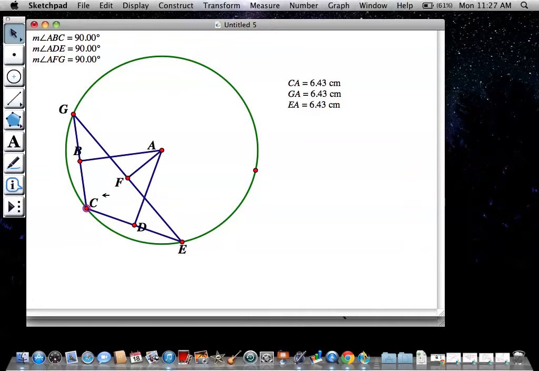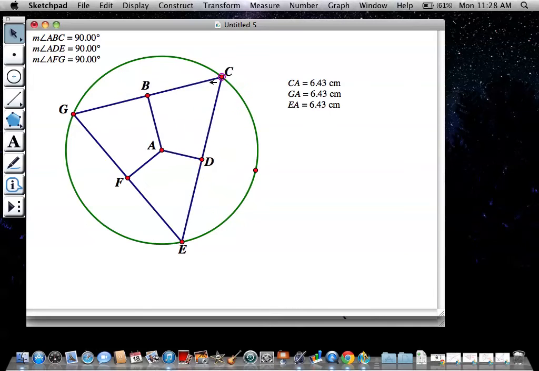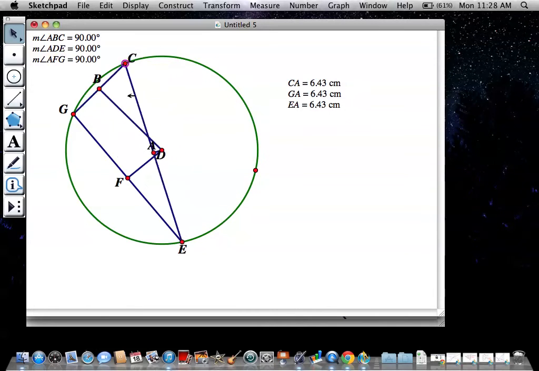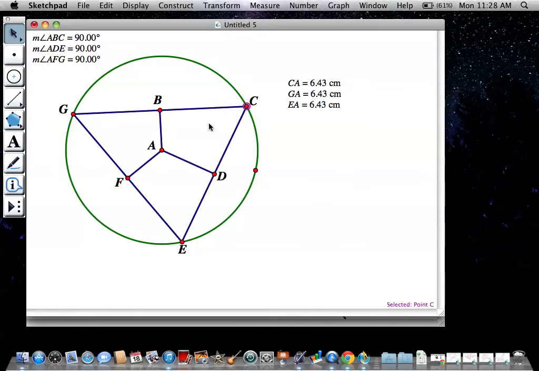Obtuse triangle, circumcenter is outside. Notice the angles here; these are all 90-degree angles, so it's a perpendicular, and they bisect at the midpoint. Notice the distance from the circumcenter A to the vertices G, C, and E. Anywhere I move it, they all stay the same distance to it.